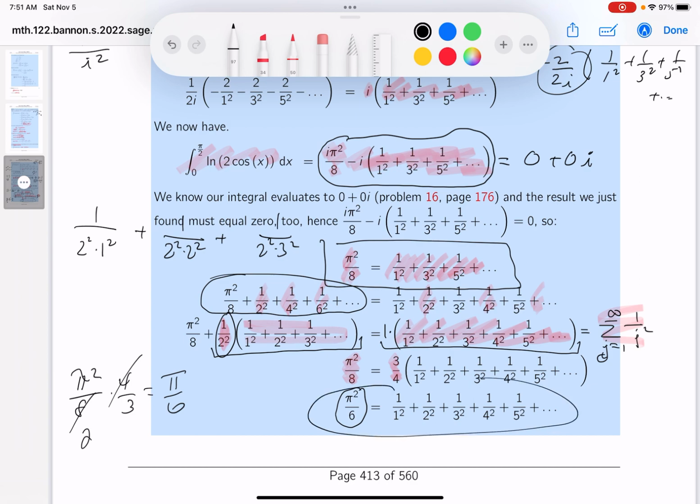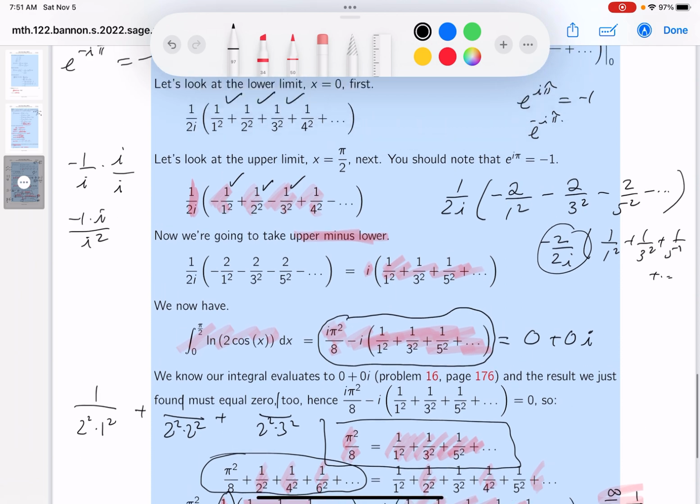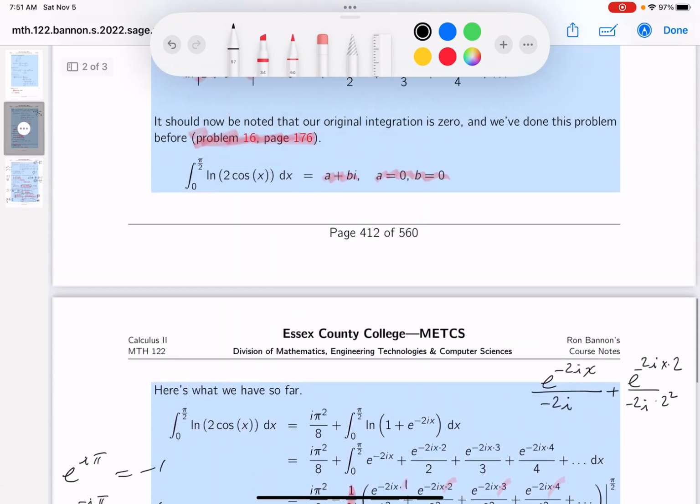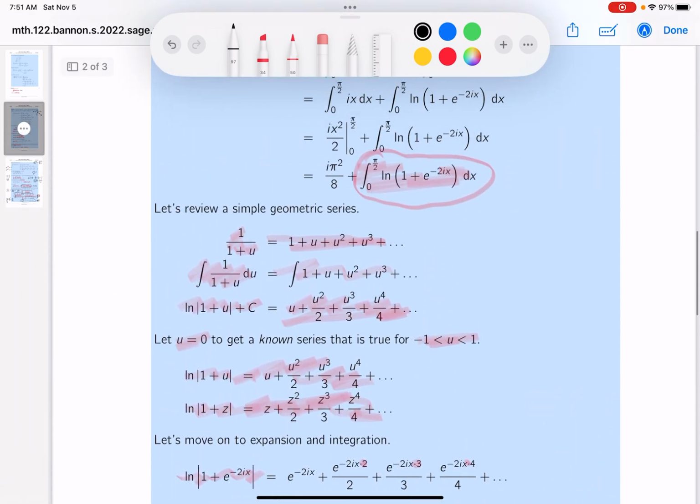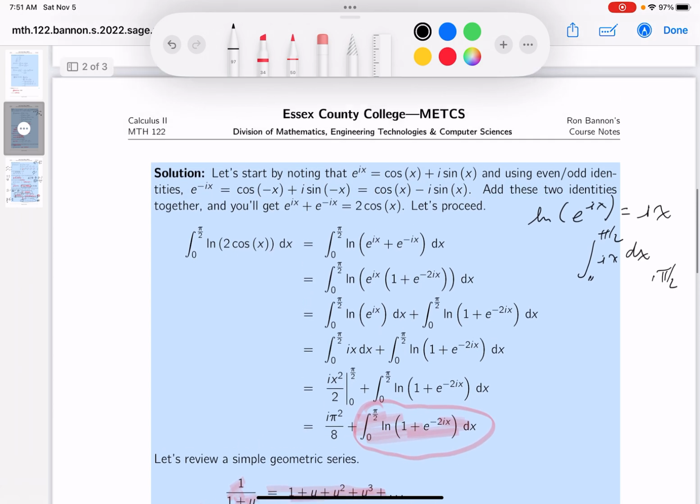Was this a lot of work to get there? It was a lot of work to get there. And by the way, what I mean by a lot of work, maybe we glossed over some issues over here, but we went through a lot of work to get there. So we just showed the Basel identity, and it was a lot of work to get there.